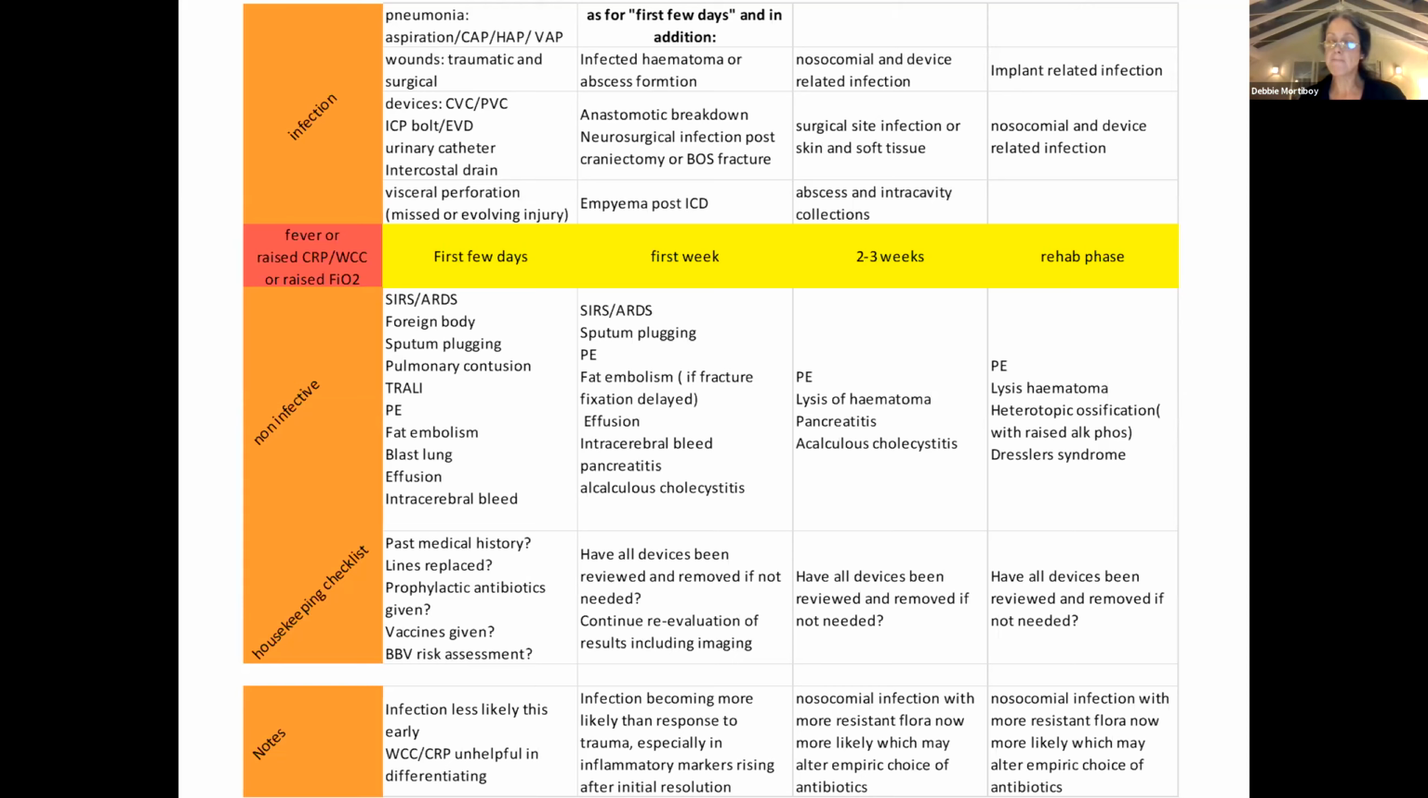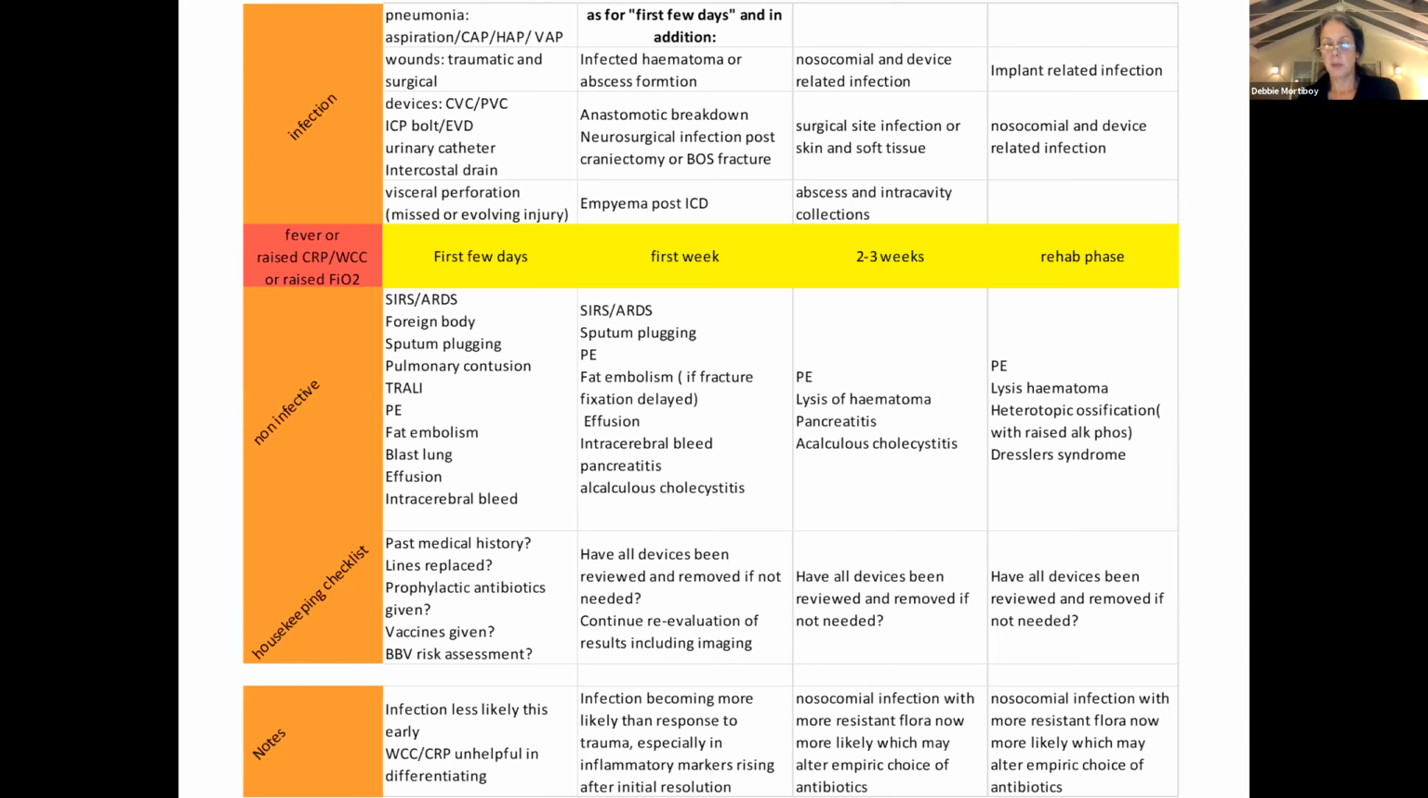Back to the housekeeping then. Get the plastic out, review it, and if it's not needed, get it out. And in the notes section right at the bottom, we're thinking now if we have got infection, by definition, it's quite likely to be nosocomial infection and might therefore have a more resistant flora. And that might just influence our empiric choice of antibiotics.